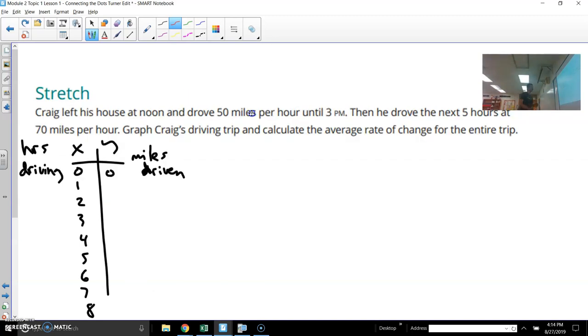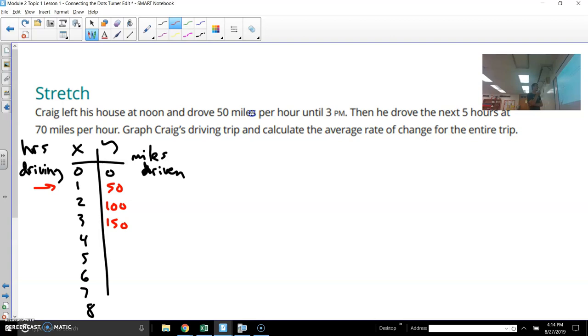So the stretch here gives us a word problem. It says Craig left his house at noon and drove 50 miles per hour until 3 p.m. Then he drove the next 5 hours at 70 miles per hour, and they want us to figure out what his average rate of change is for the entire trip. So at noon, he has driven no hours and no miles. At 1 o'clock, 1 hour later, he's gone 50 miles. I'm going to put that in my table. Tables just help me think about the problem as we're exploring it. We're doing that until 3 p.m. So another 50 miles, you've driven 100. And then at 3 p.m., you're at 150.